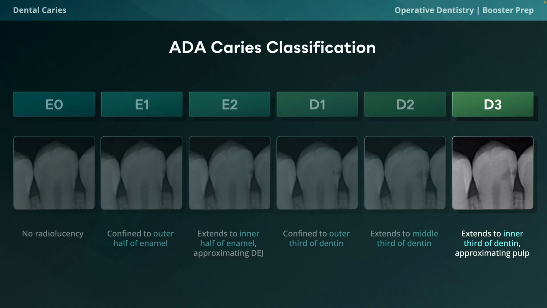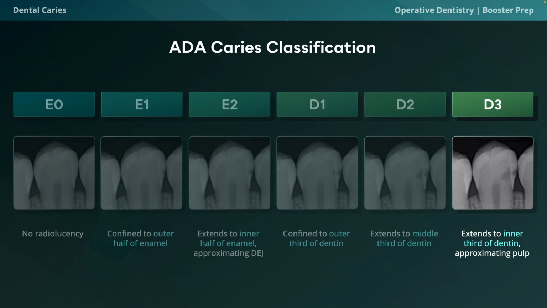These extend to the inner third of the dentin and often approach or even involve the pulp. At this stage, the damage is extensive, and the risk of pulpitis or infection is high. These lesions typically require more complex restorative procedures such as indirect restorations or even endodontic therapy to address the decay and protect the tooth. So all in all guys, this classification system is invaluable because it allows us to precisely assess the extent of decay, decide whether remineralization is still an option, and determine the most appropriate treatment plan.